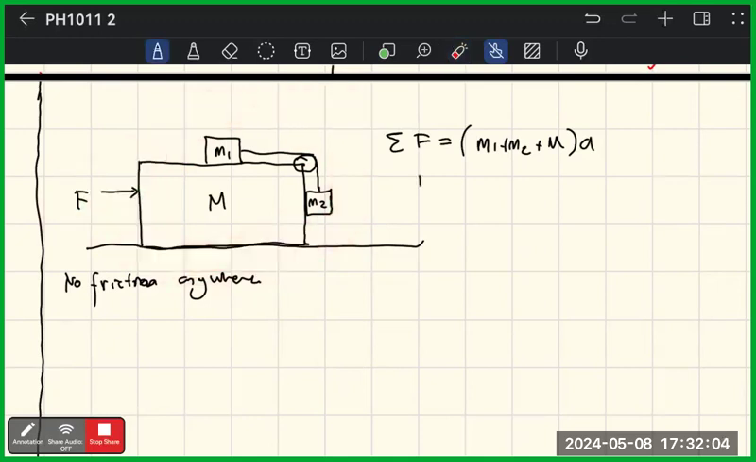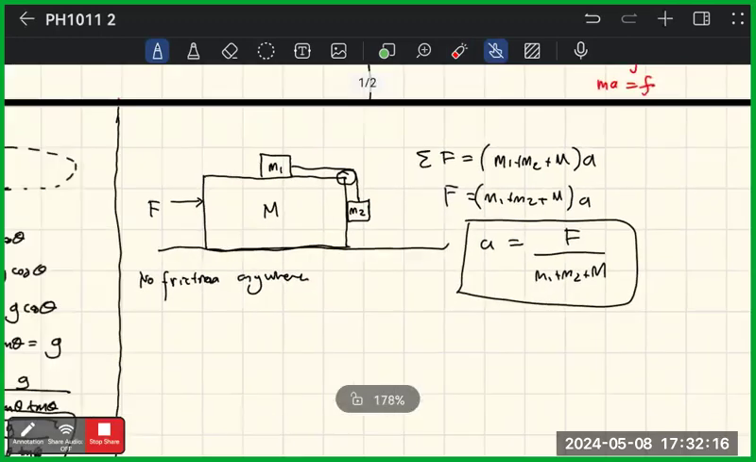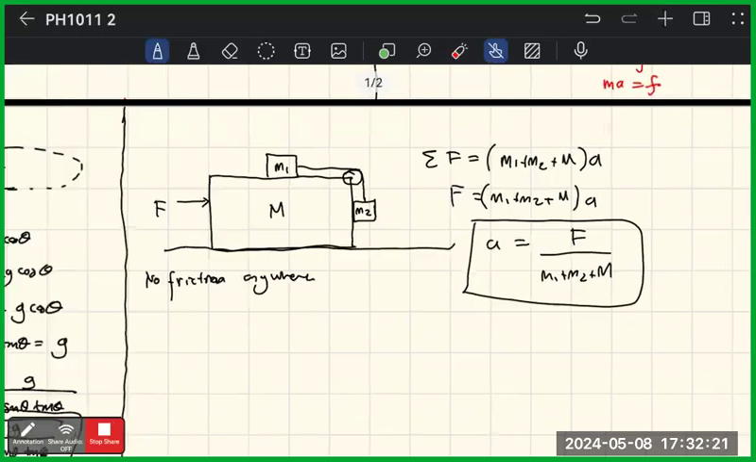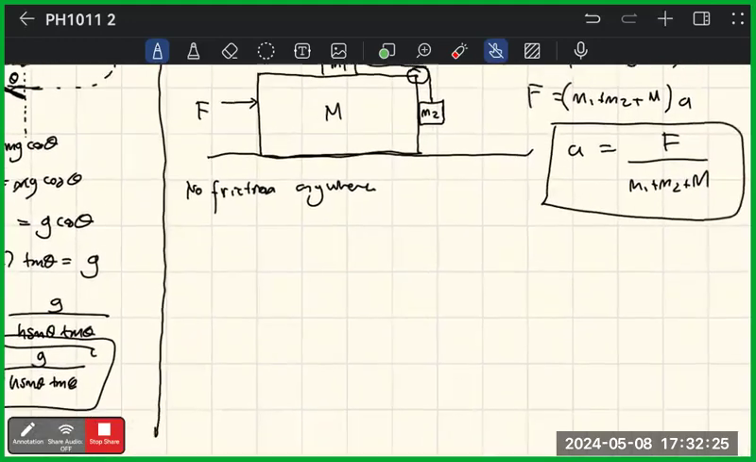So you have F equals m1 plus m2 plus big M times A, and A equals F over m1 plus m2 plus M. It's easier to do this, but sometimes you don't get it the first time you see it. So you have to break it down for each mass.